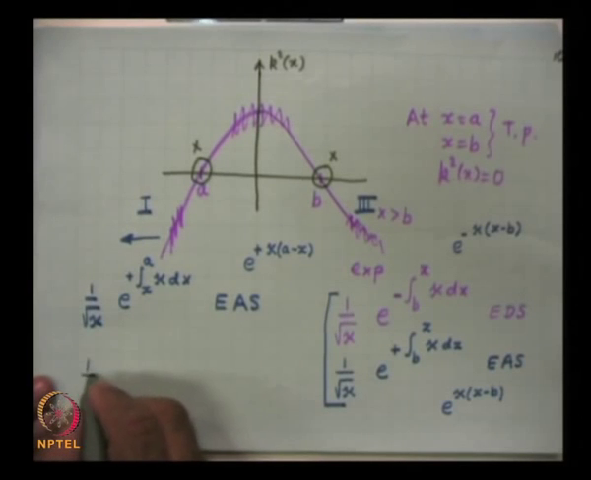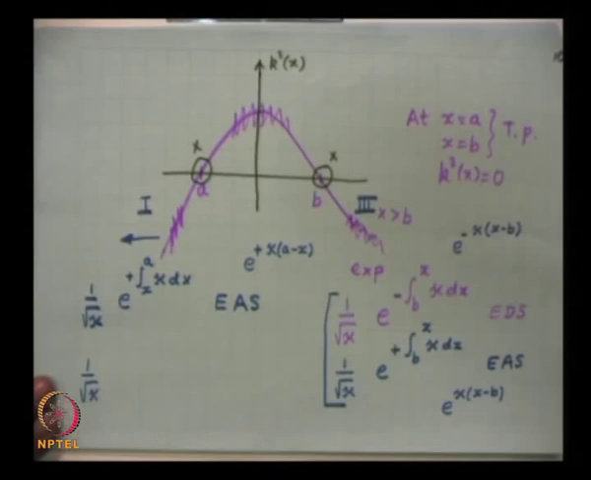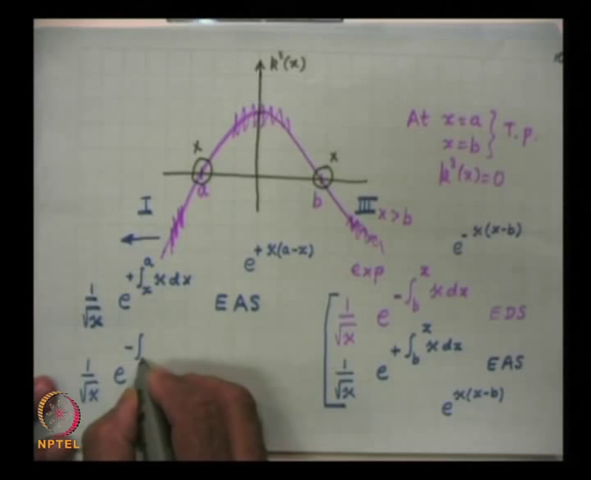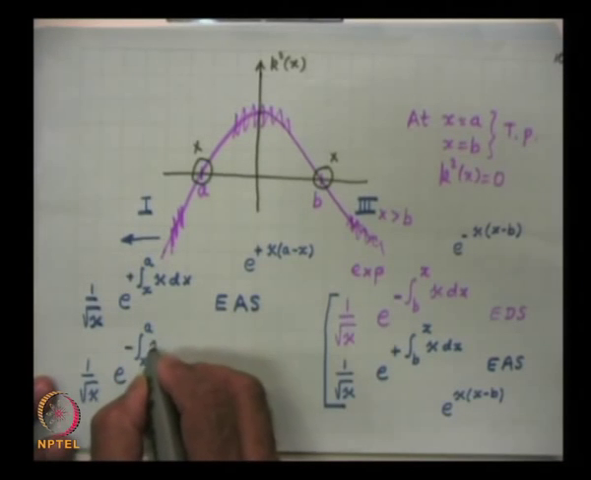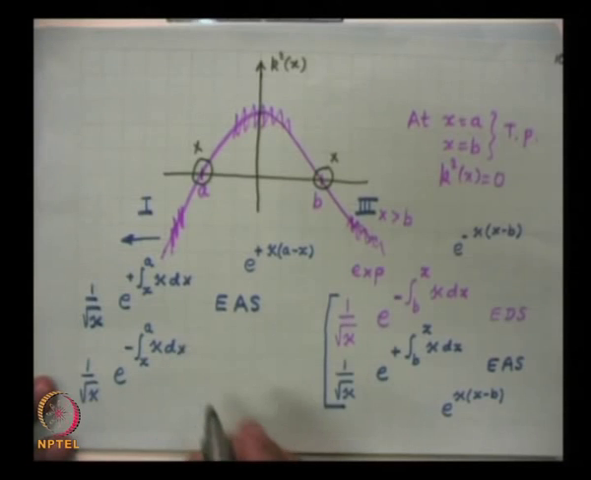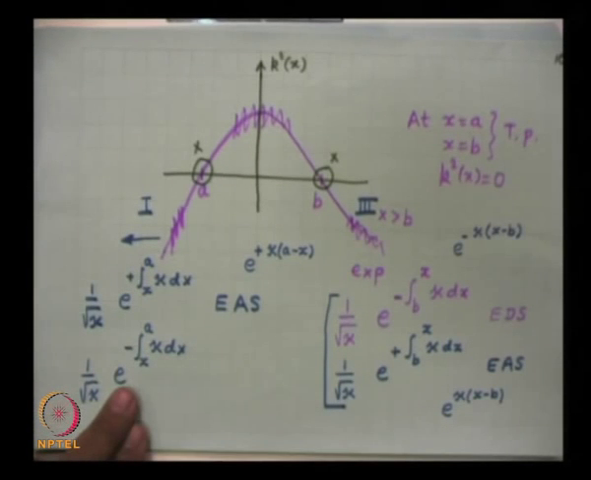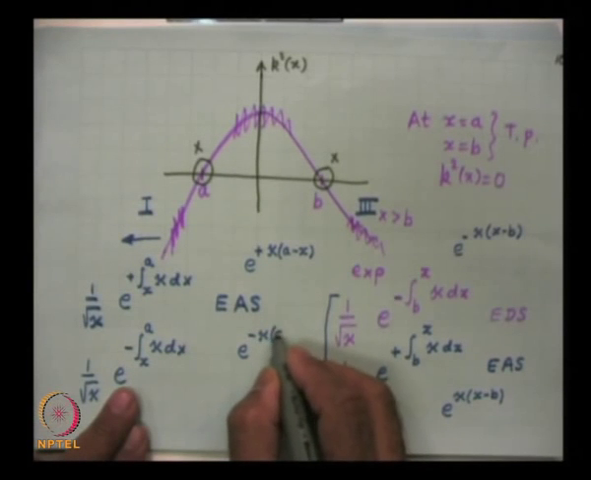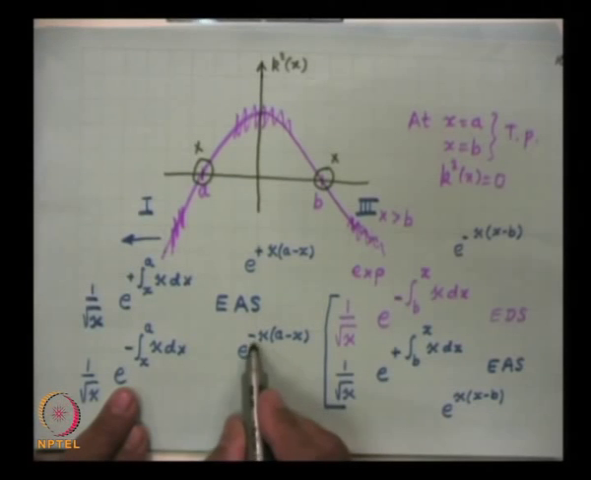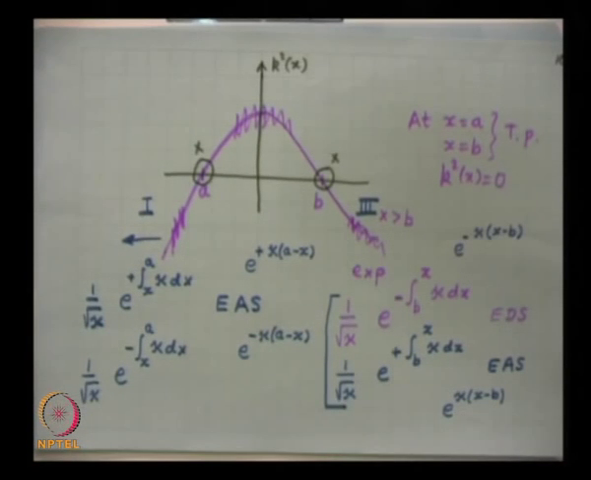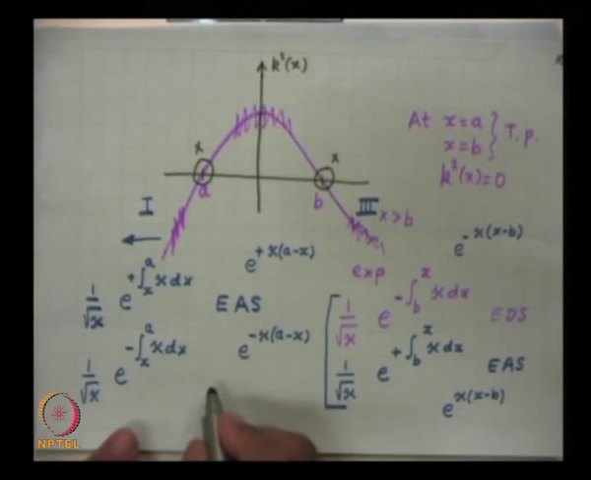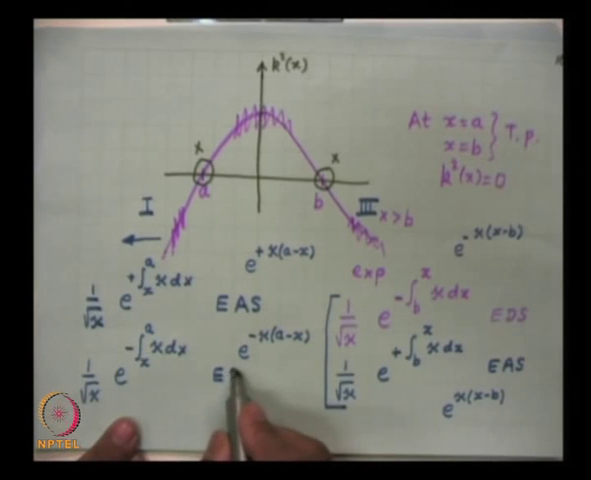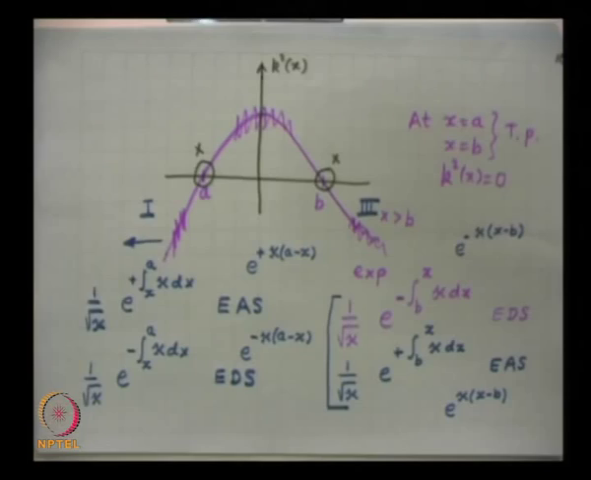Similarly, 1 over root kappa exponential minus integral, here x is less than a, kappa dx. Here, if I take kappa to be a constant, you will have e to the power of minus kappa times a minus x. So, this will be e to the power of plus kappa x. As x goes to minus infinity, this becomes an exponentially decaying solution.